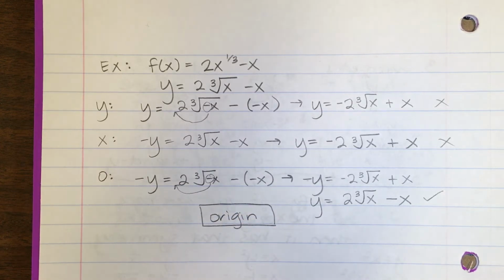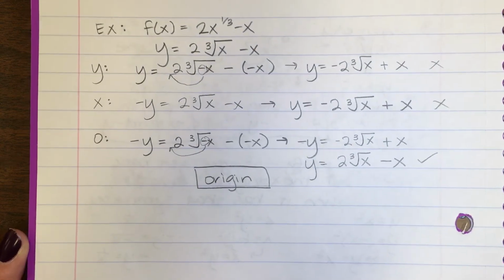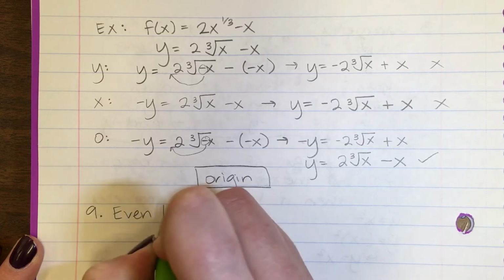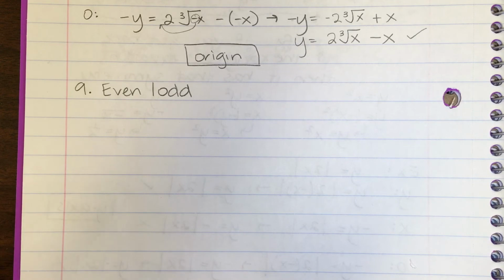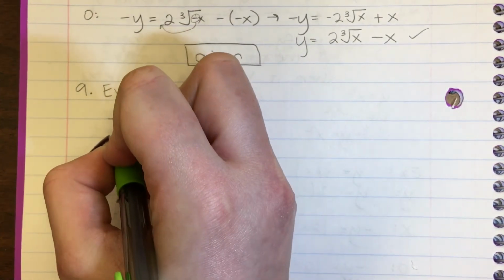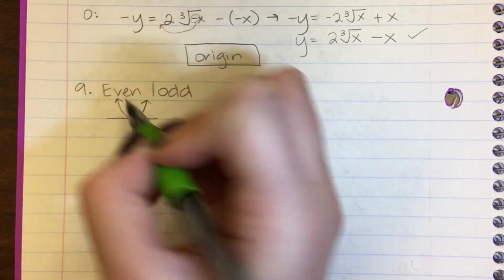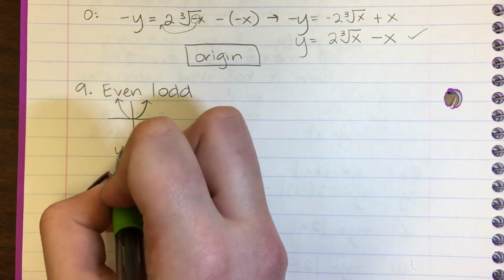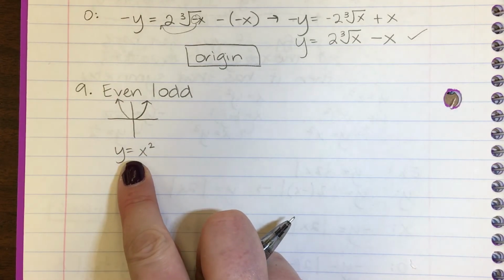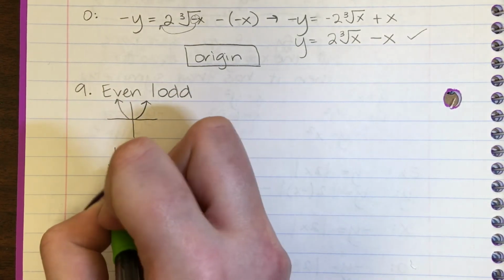Okay, so one last type of characteristic we'll look for is to determine whether functions are even or odd. And the nice thing about checking for even and odd is it's very similar to checking for symmetry, but it only involves one test, not three. So even functions are symmetric to the y-axis. And the most simple version of an even function would be like y equals x squared. So this right here is even.